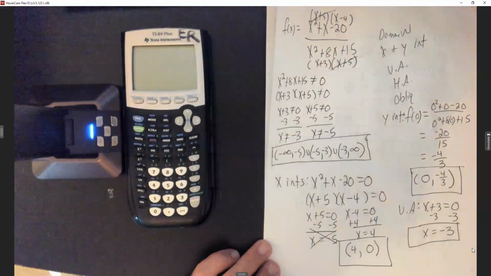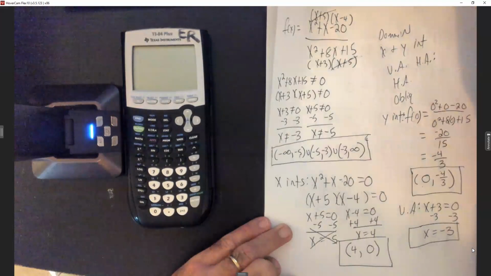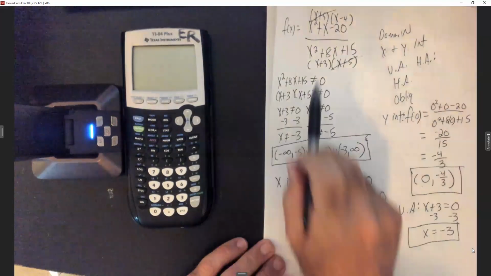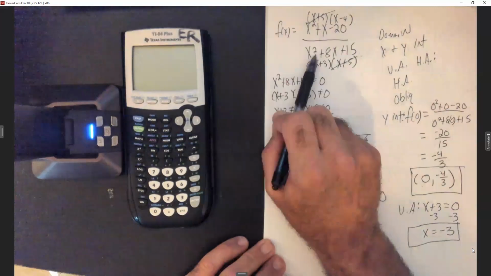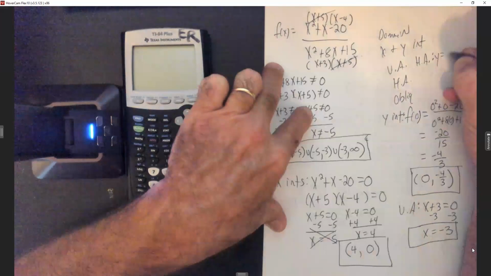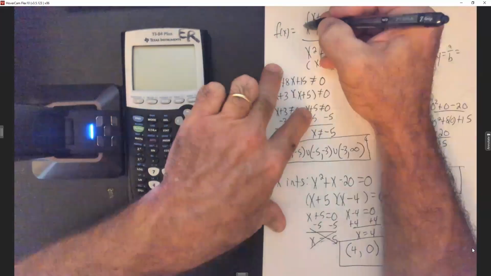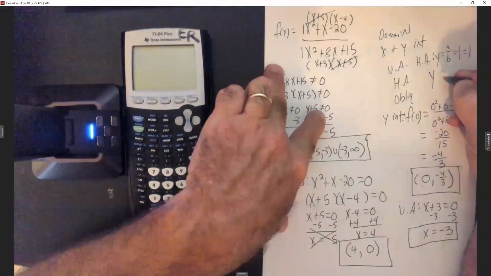All right, then, oh, one more thing. Let's find the horizontal asymptote right here real quick. So look at this. The degree on top is a 2. The degree on bottom is a 2. So the horizontal asymptote is y equals a over b, which is the numbers in front. Well, there's a 1 there and a 1 there. But 1 over 1 equals 1. So the horizontal asymptote is y equals 1.